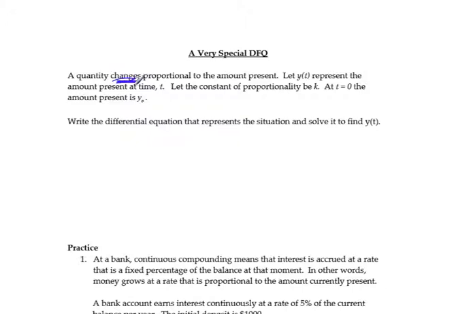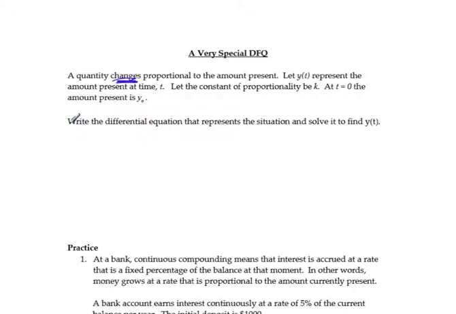Okay, a quantity changes proportional to the amount present. So quantity changes, that's telling you that it's growing, right, or that it's decreasing. And how is it growing? Proportional to the amount present. So in other words, if there's a little amount of y, so you have this little blob, it's growing pretty slowly. But if you have a lot of something, it's growing much faster, right? So like, there's little of you, you're growing slowly. There's more of you, you're growing faster and faster and faster, right?